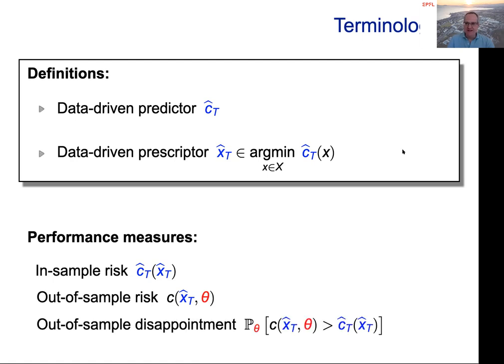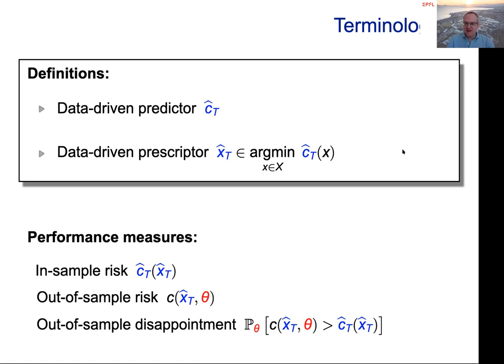To this end, I'd like to propose the so-called out-of-sample disappointment of X hat T under P theta. I define it as the probability that the out-of-sample risk strictly exceeds the in-sample risk of X hat T. So this means that if the out-of-sample disappointment is high, then the predicted risk of X hat T is likely to underestimate the true risk. And this would lull the decision maker into a false sense of security and invariably lead to disappointment in out-of-sample tests.